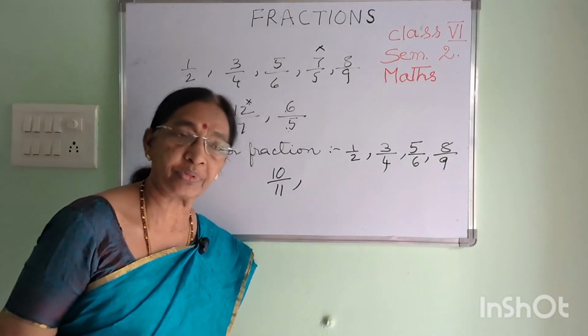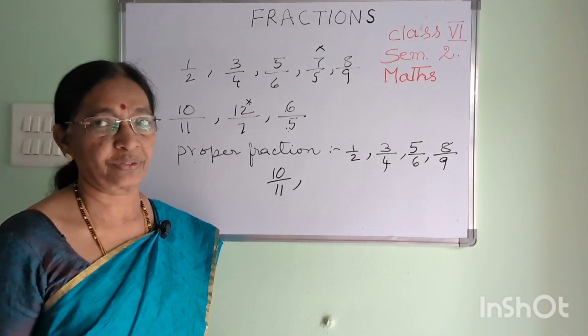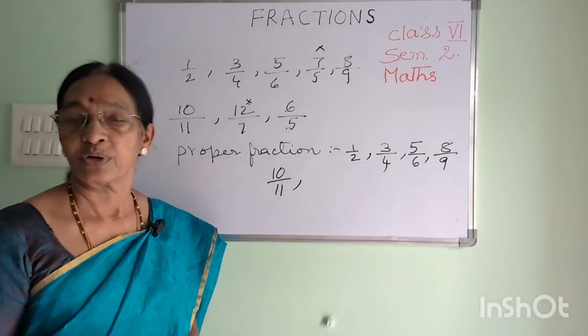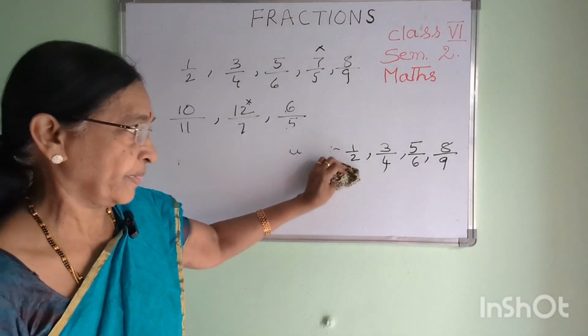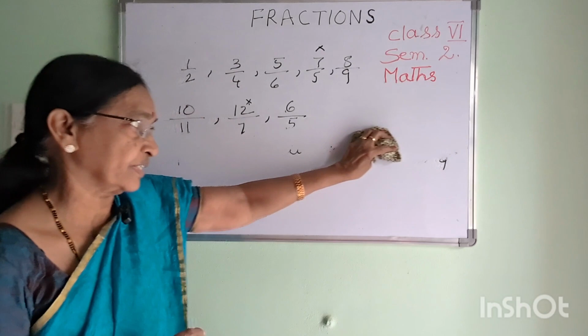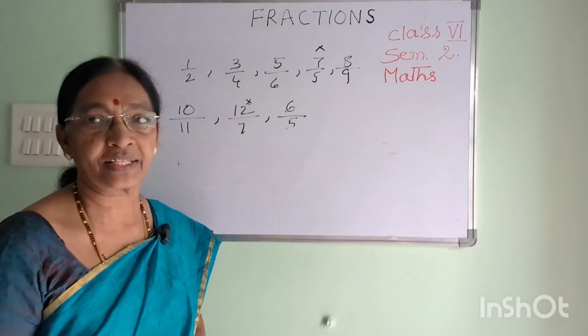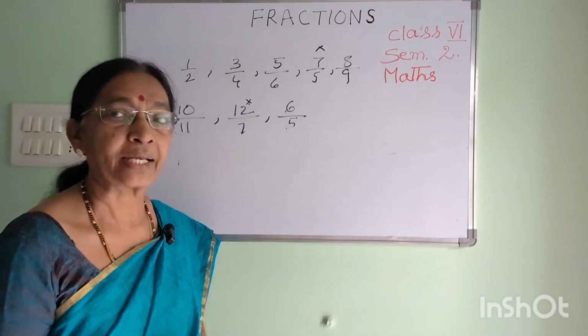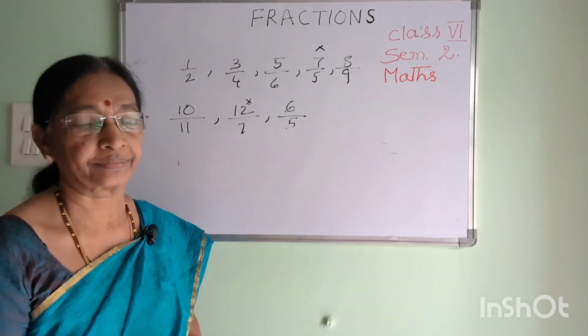We will know about improper fractions and mixed fractions in the next video. So, in this video, we have learned about proper fractions. A proper fraction is a fraction in which the numerator is less than the denominator and it lies between 0 and 1 on the number line.